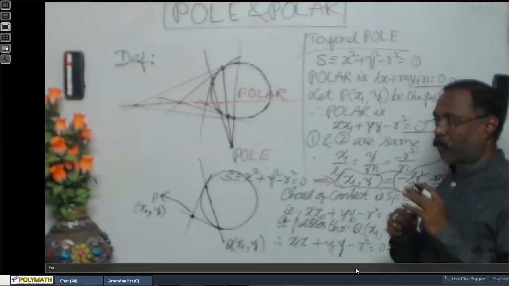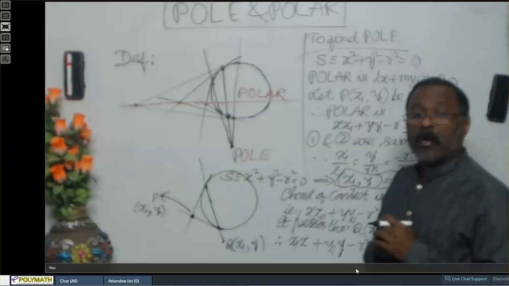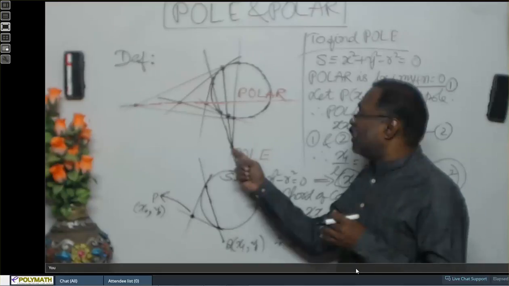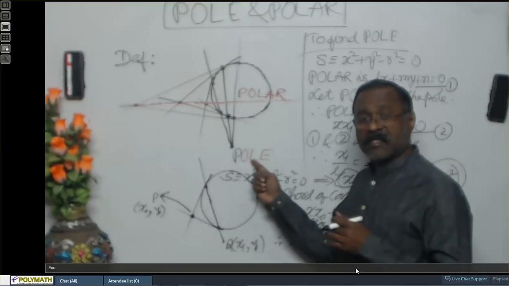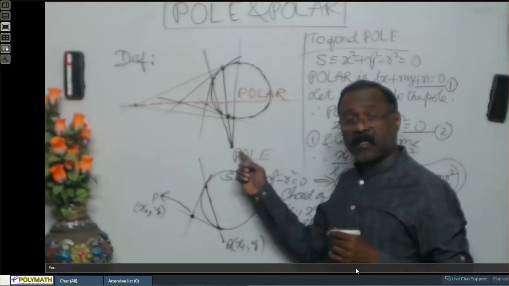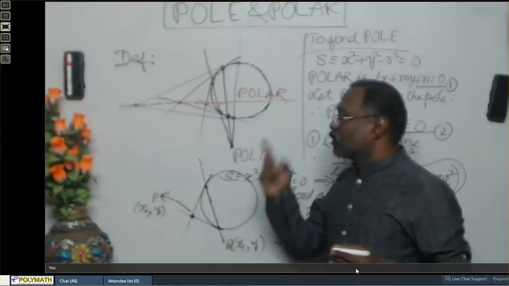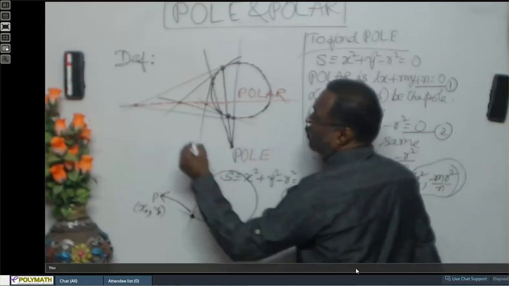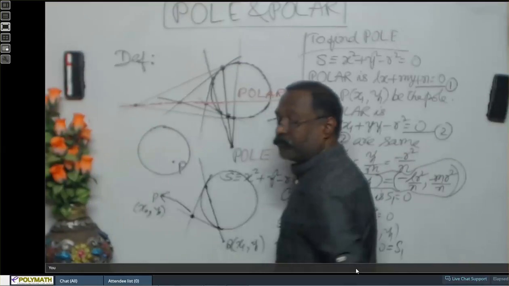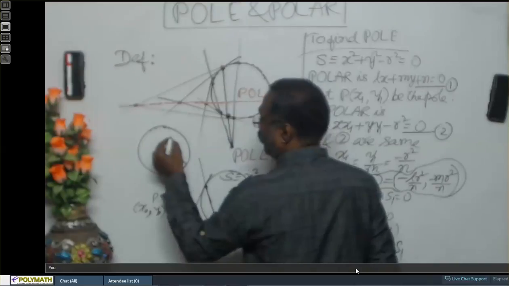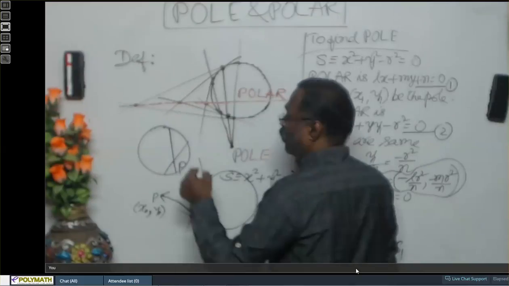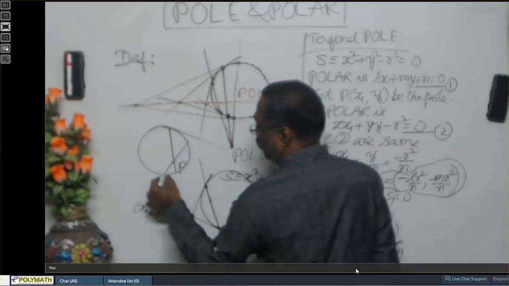Now, what extra things you have to remember with regard to pole and polar is that if the pole is lying outside the circle or the curve, the polar intersects the curve. And if the pole is lying inside the circle, then what happens? The chord will be like this. Then the polar will be lying outside the circle.